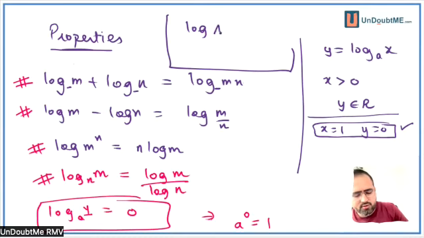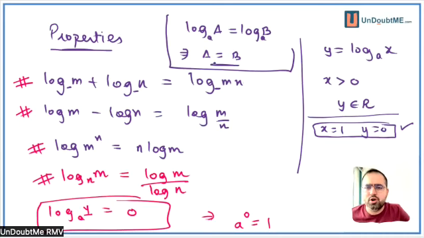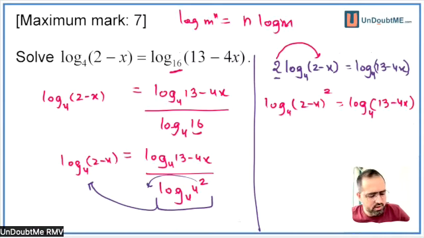When we have log of a is equal to log of b and the bases are the same, let's say both have base a only, this implies that a is equal to b. This is a very common step we use in solving log equations. So my objective is accomplished. I wanted to make both the bases the same. It is done. I will just equate the remaining part.